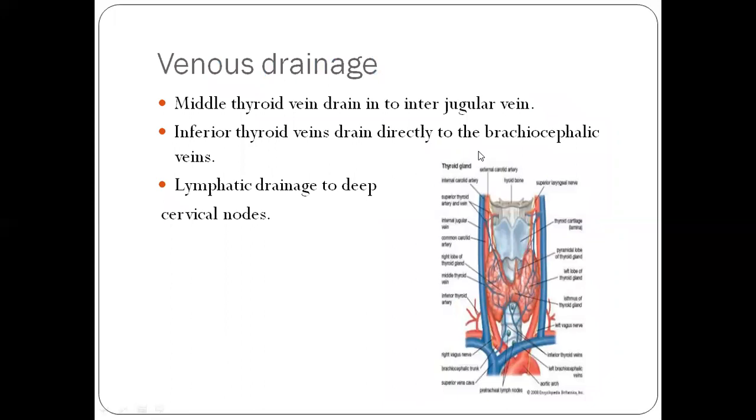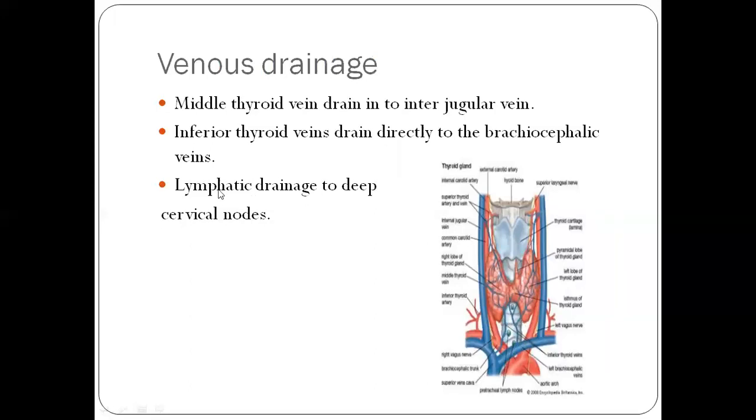We'll move forward. Venous drainage. The middle thyroid vein drains into the internal jugular. So this is the middle thyroid vein, which opens into the internal jugular vein. The inferior thyroid veins I already showed you. Sometimes the right one opens into the right brachiocephalic, the left one opens into the left brachiocephalic. Sometimes they unite with each other and both open into the left brachiocephalic.